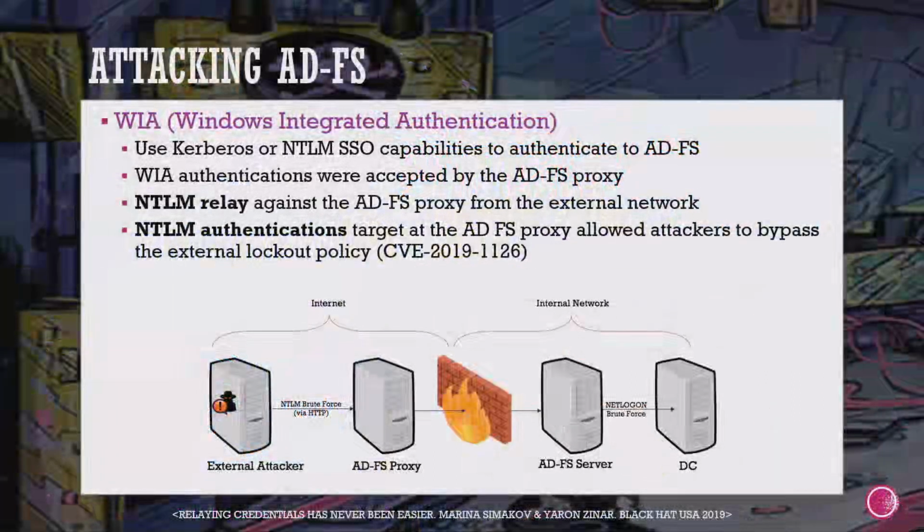As it turned out, you could do Windows integrated authentication from external networks to ADFS. This is a bit surprising, but that's not it. We've found that if you use Windows integrated authentication, and specifically NTLM, the extranet lockout policy is simply ignored. This means that we were able to bypass the extranet lockout policy entirely. We have disclosed this issue to Microsoft, and they've issued a fix back in July.